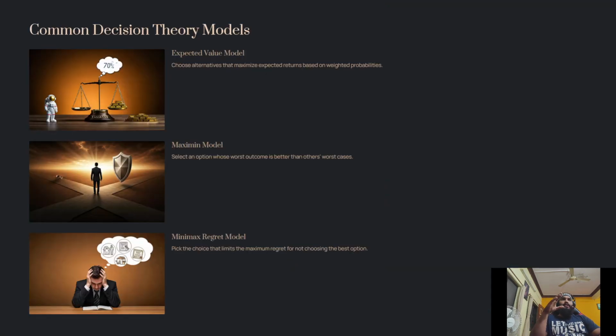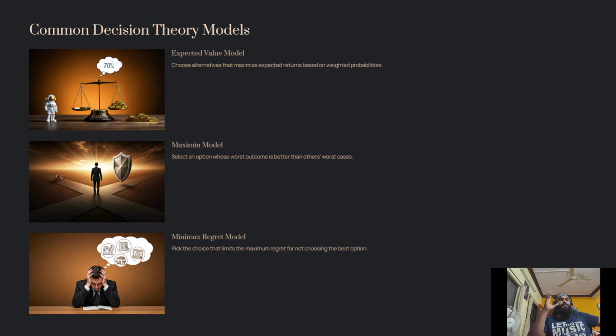So common decision theory models are the expected value model, maximin model and minimax model. In the expected value model, we choose the alternative that maximizes expected returns based on the weighted probabilities given, like what value the alternative has over the main decision of the organization.